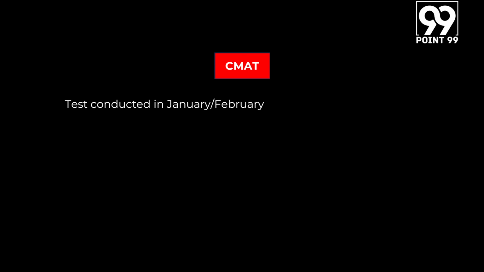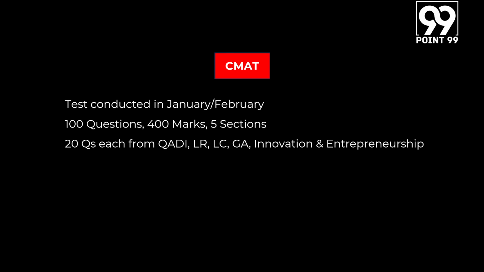Now, this test is conducted typically in the month of January or February, end of January or beginning of February. It consists of 100 questions, and there are 5 sections and 400 marks at stake. So for every correct answer, you get +4. Now, there are 20 questions each from these sections that I have mentioned here. So QADI is, of course, quantitative ability, data interpretation. LR is logical reasoning. LC is language competency, so that is basically the verbal section.